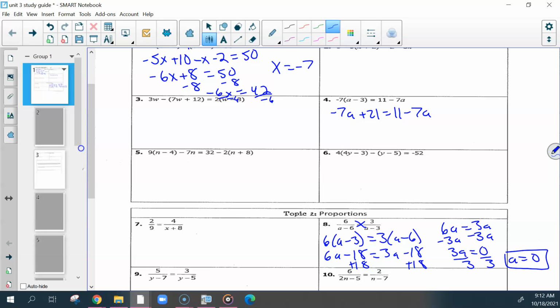After we distribute, the variable term and the constant are in different places on both sides. That's okay. But when I look at them and I compare them, these both have a negative 7a. So they have the same coefficient, but they have different constants. What type of solution will this be? They have the same coefficient, but different constants.